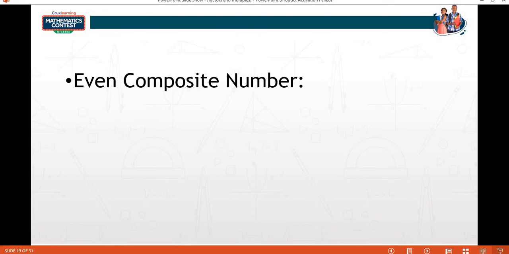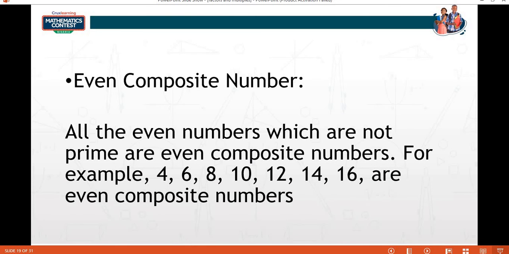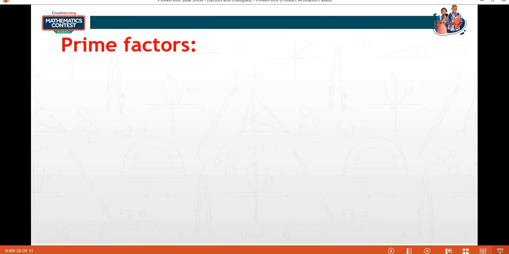Then the even composite numbers: all the even numbers which are not prime are even composite numbers. We have 4, 6, 8, 10, 12, 14, 16, and so on. Even numbers that are not prime are even composite numbers. Okay? Good. So let's move forward.